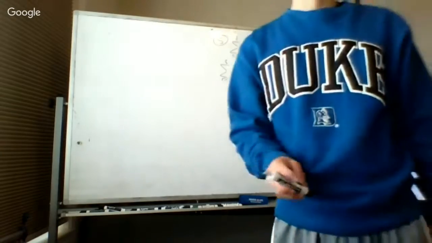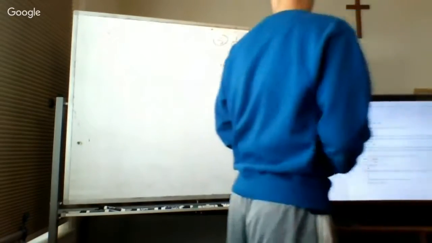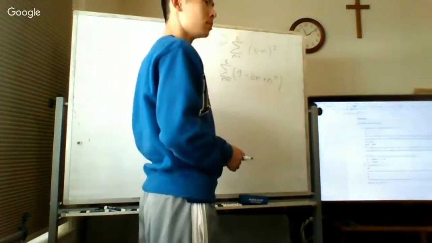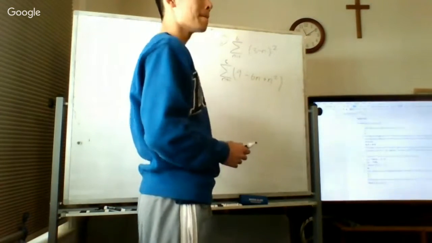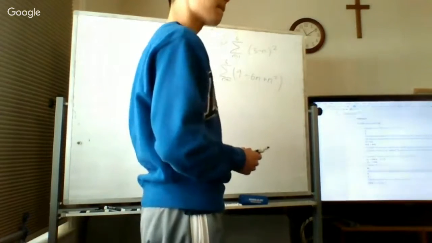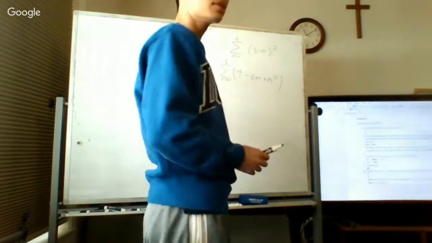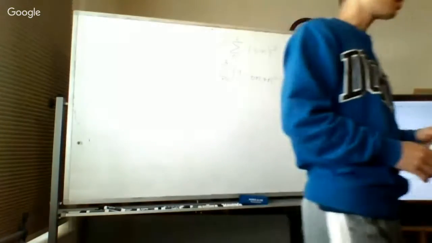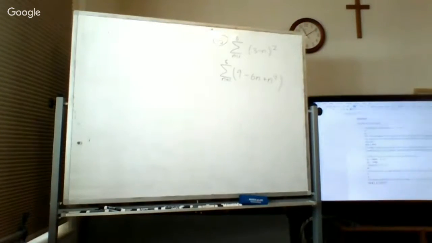Wait, do you separate them? How? What is this symbol called? Sigma. Like sigma 9 minus sigma 6n. Good. So the next step is to separate these, right? All right, try it on your own. I think everyone has found out what to do.